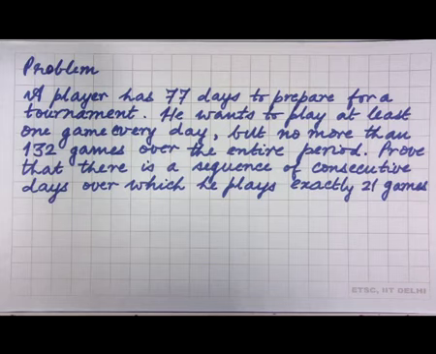The next significant number that I see is 132. What is the connection between 77 and 132? I have no clue. I can't see a direct connection between them. It's not like it's one more than a multiple of 77. I need to go on, also because I haven't drawn the conclusion. What is the conclusion? There's a sequence of consecutive days over which he plays exactly 21 games.